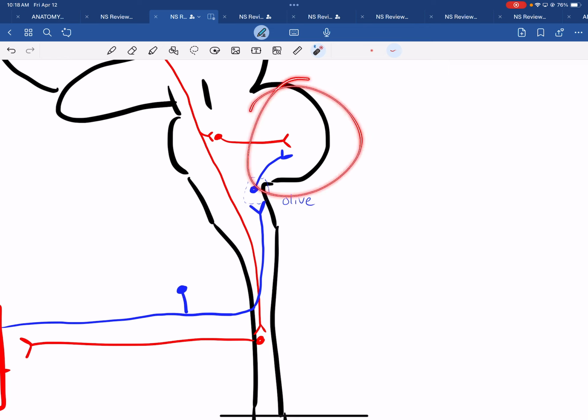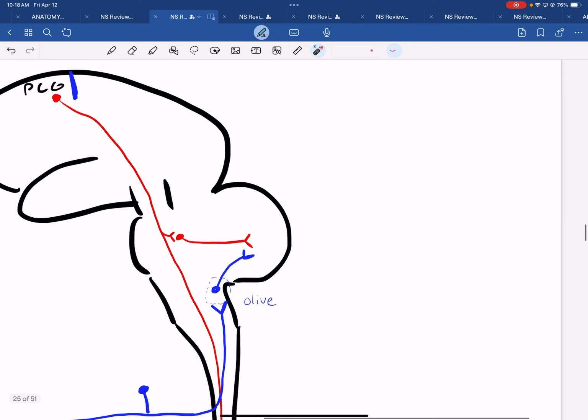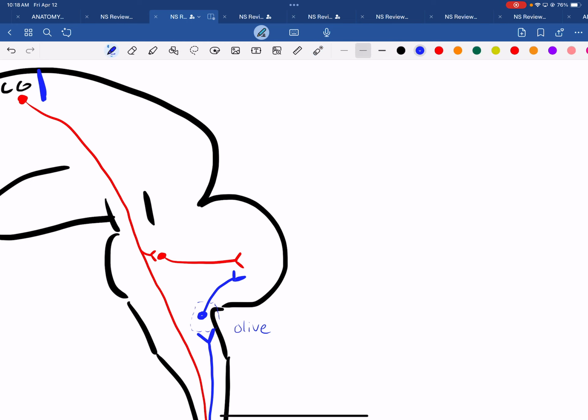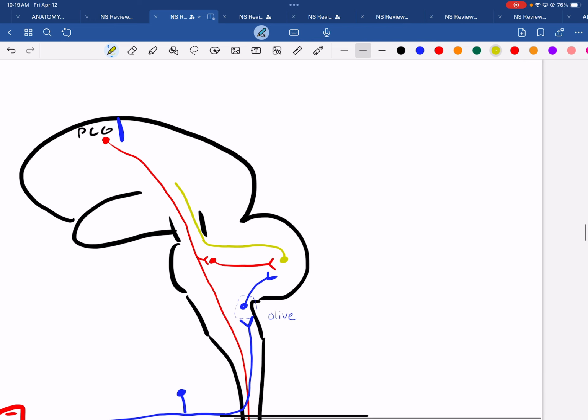Then the cerebellum has to compare the red and the blue. It has to compare the intended plan with what's actually happening. And if it sees a discrepancy, then it sends corrective proprioceptive information up to the primary motor cortex so that it can adjust the plan that's occurring, right? And that occurs through a third neuron. Let's make it yellow. And that goes up here, and then it goes basically like that, right?